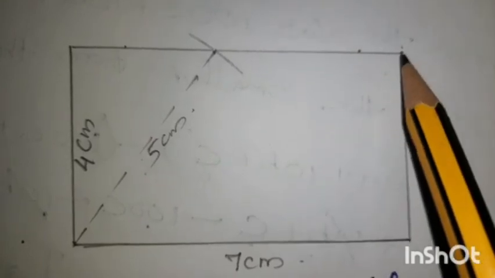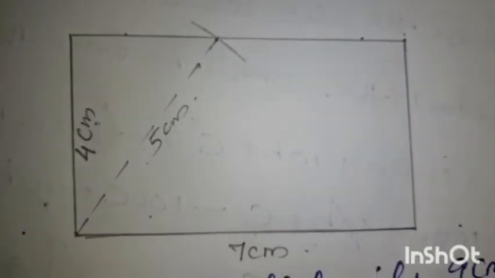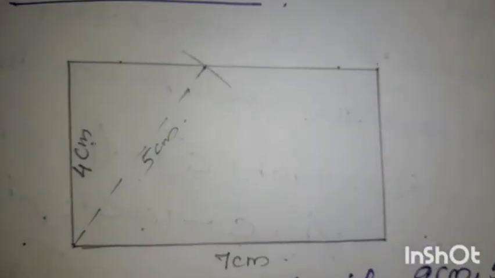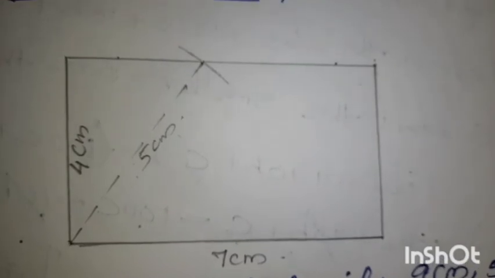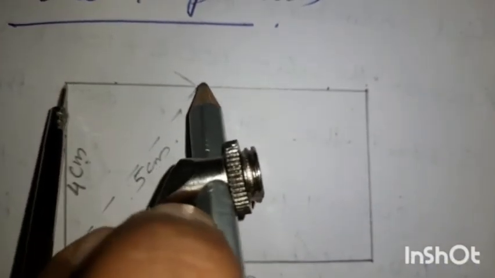Next, you have to complete the trapezium. From this end, you have to draw the next 5 centimeter line. So for that, you have to take this distance in a compass and extend this end.